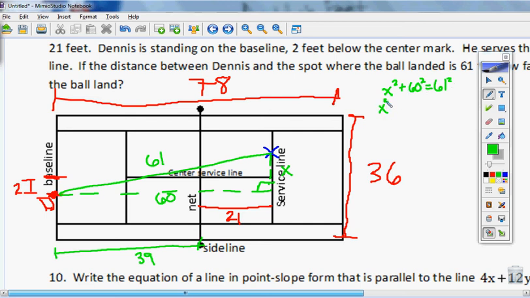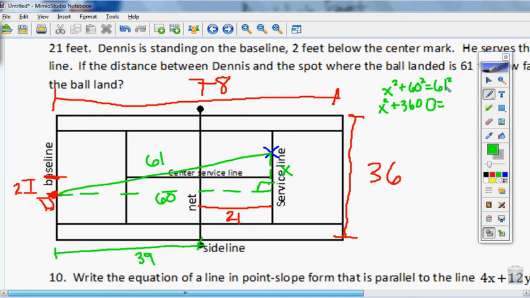So let's see if you got any better from that last one. X squared plus, well, 6 squared is 36, so that would be 3600. Is that right? Sorry, I went off there a little bit. And then what would 61 squared be? Because this is the hypotenuse of the problem. Do we see that? So the hypotenuse over there is 61.